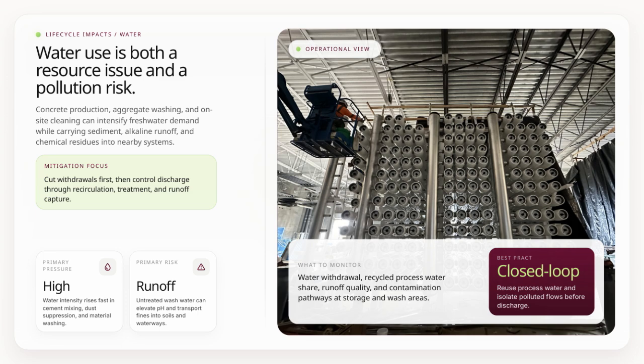Water intensity tends to rise quickly during cement mixing, dust suppression, and material washing, so managing usage during these processes is critical. The primary risk we face is runoff contamination. Untreated wash water can raise the pH of surrounding soils and waterways and transport fine particles, causing significant environmental harm. Addressing these risks effectively is key to sustainable water management in these operations.